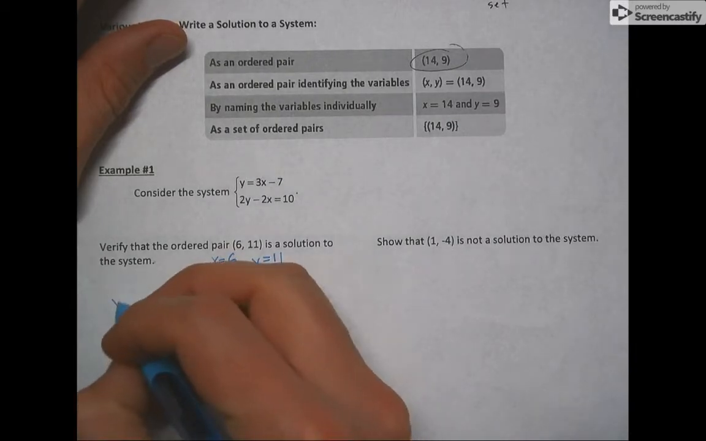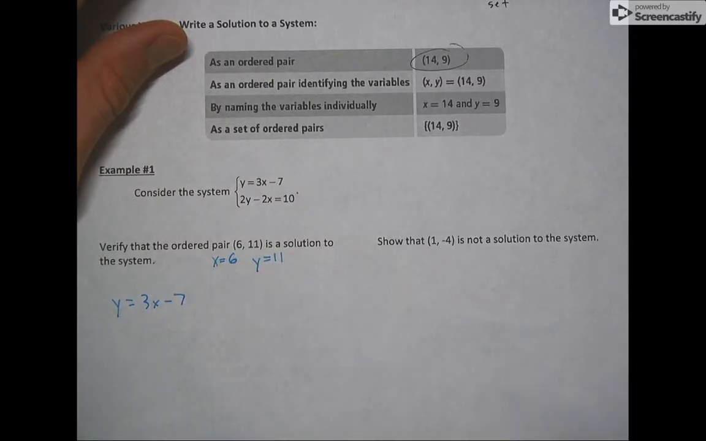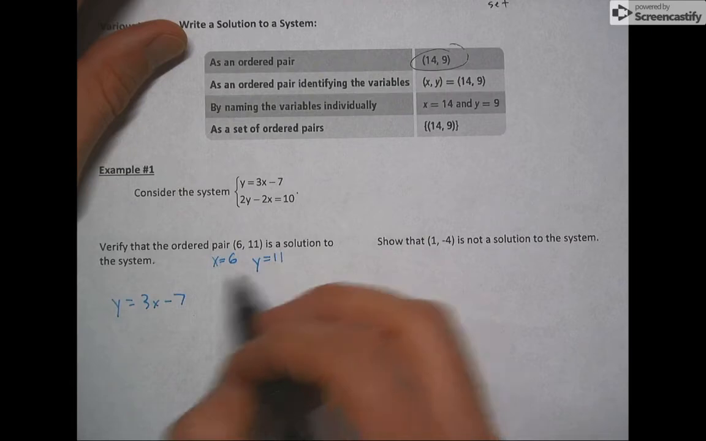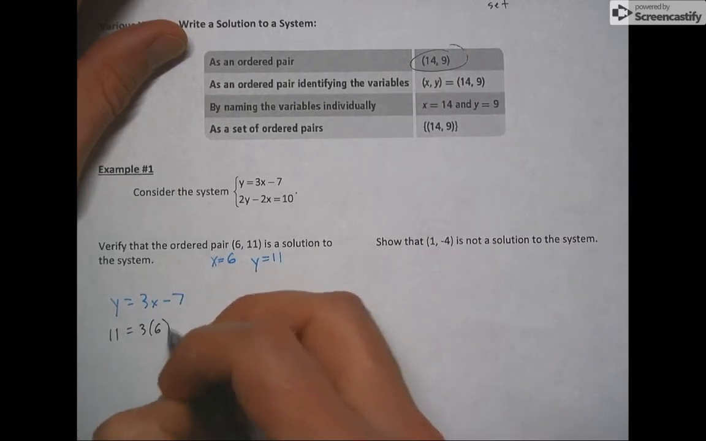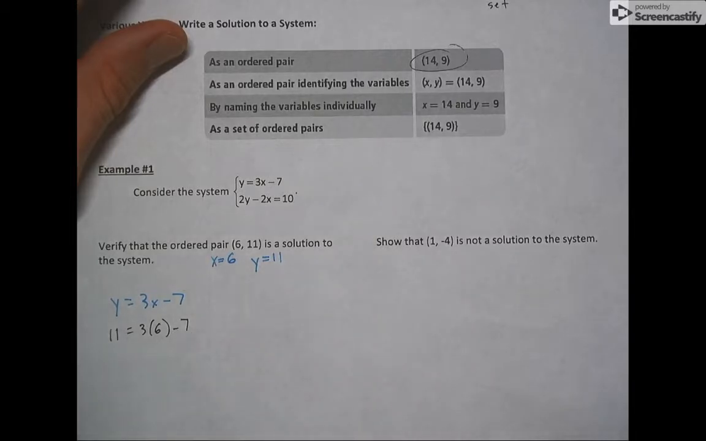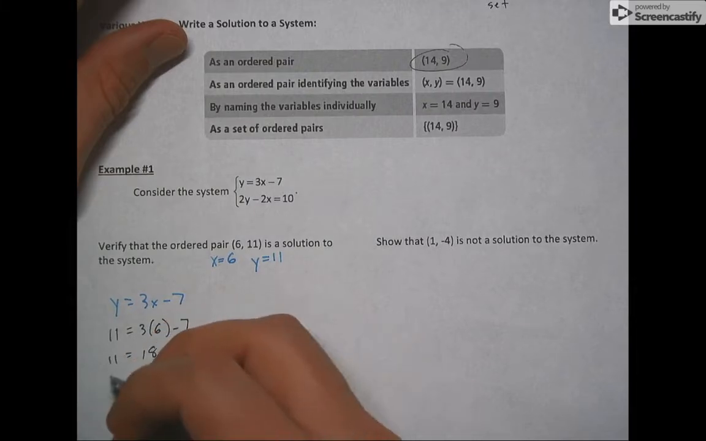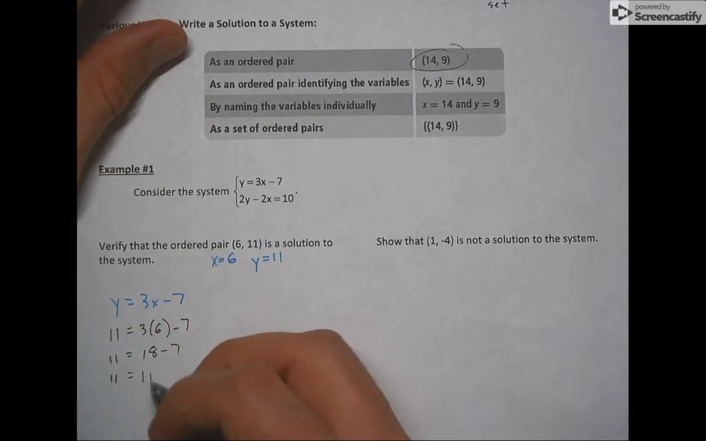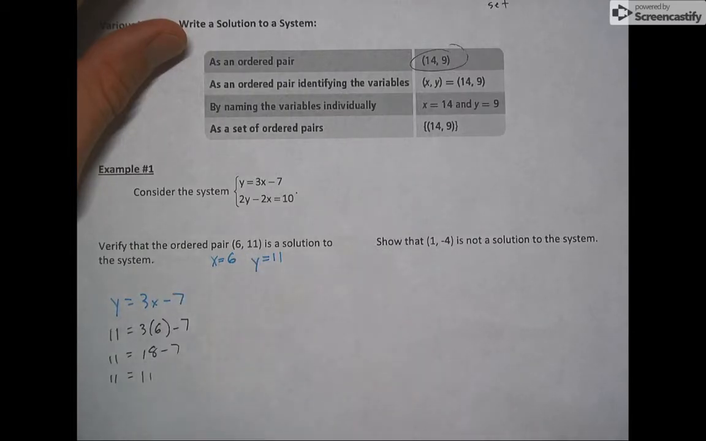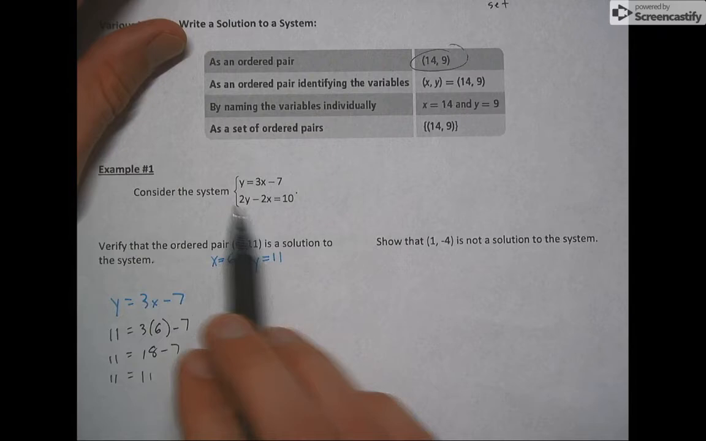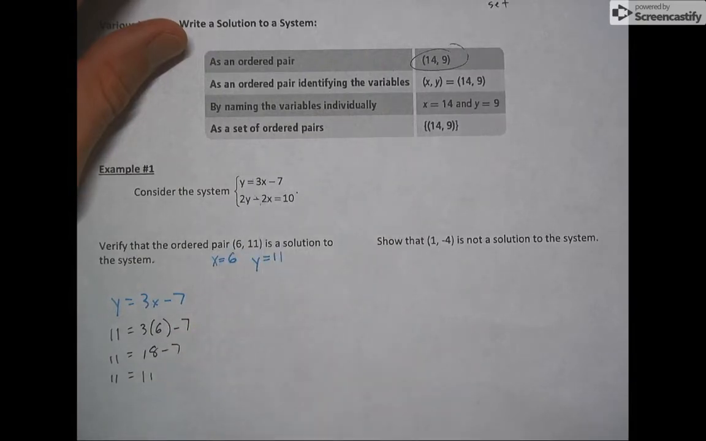So starting with the first one, y equals 3x minus 7. I'm going to go ahead and plug in my 6 for the x and 11 for the y. So 11 equals 3 times 6 minus 7. So I'm going to get 18 minus 7. It's kind of like a check from back in the day. And you're going to get 11 equals 11. So 6, 11 is a solution to this equation. But is it a solution to the system of equations, which just means both of these equations? So now we need to go test it in the second one.